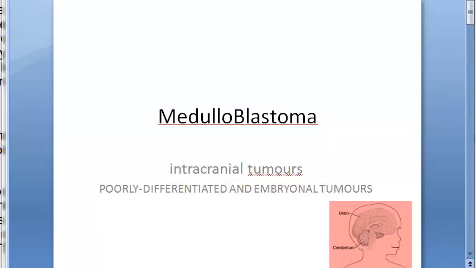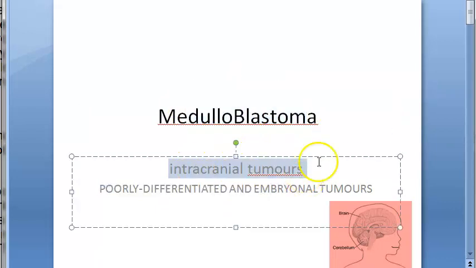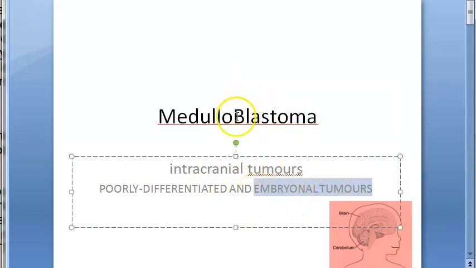Hello people, in this video we are going to look at medulloblastoma. Medulloblastoma is an intracranial tumor, right? So it's something like a brain tumor. It is a poorly differentiated embryonal tumor. What do we mean by embryonal tumor? Some primitive tissue is forming this tumor. So that is why the name blastoma, embryonal tumor.